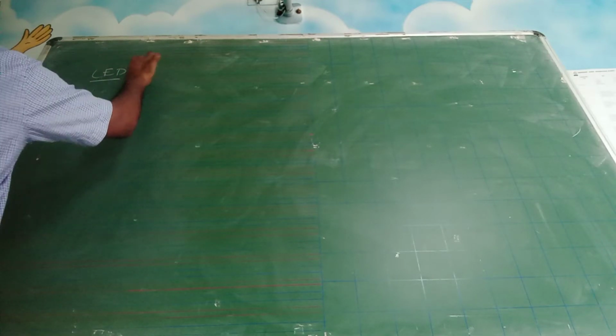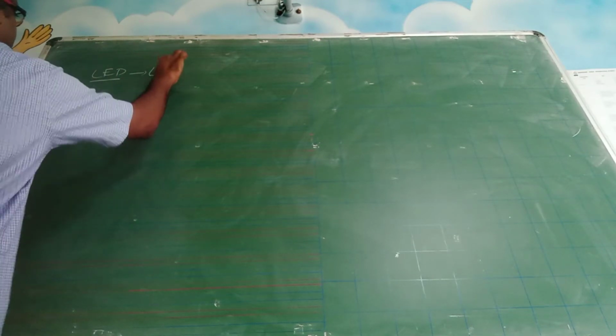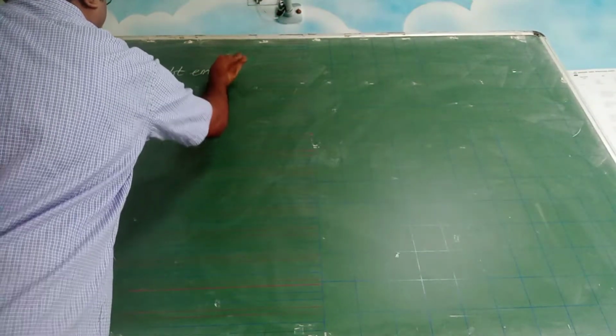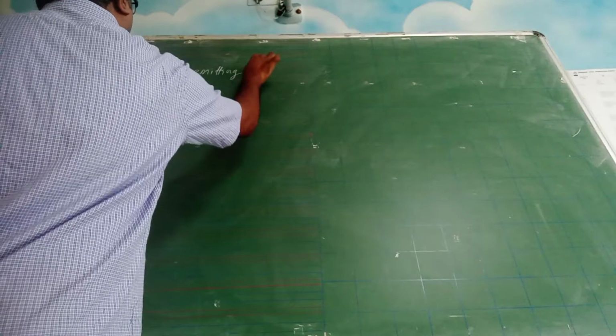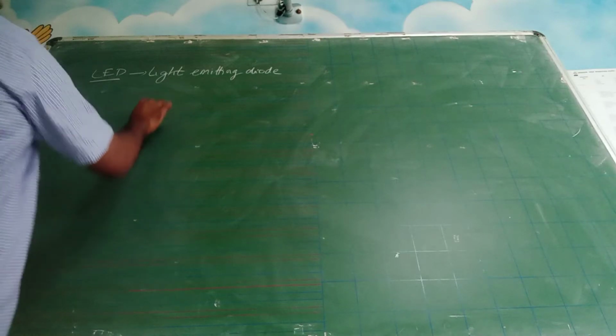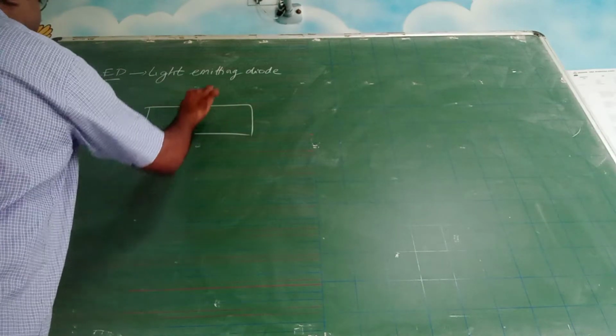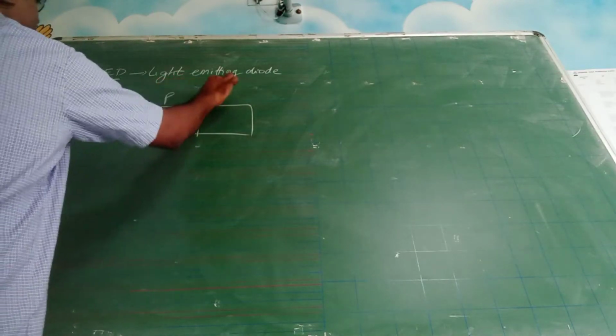There are a few more concepts which you are supposed to know. One is LED. What does LED mean? Light emitting diode. So in a circuit, if you connect with a PN junction, this is a PN junction.